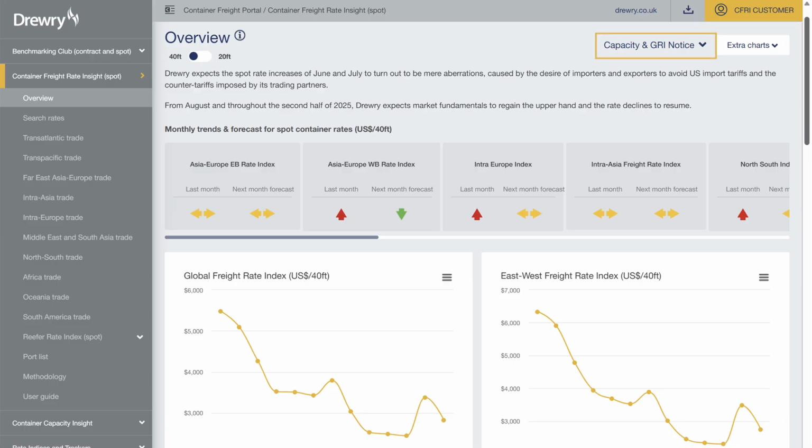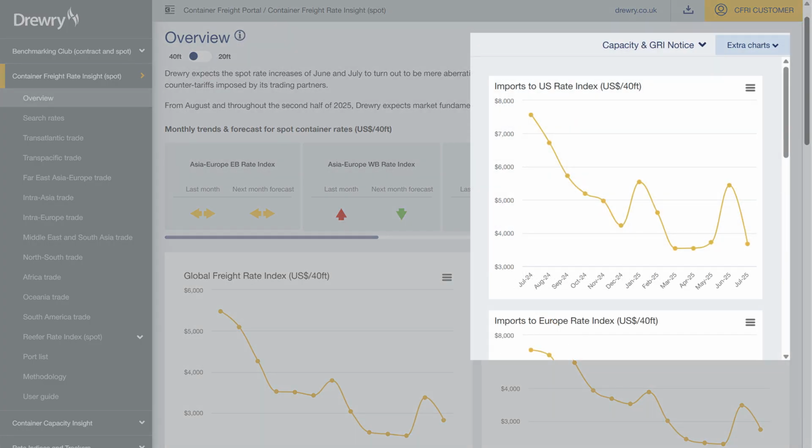At the top of the page are links to the latest news affecting carrier service capacity and general rate increase notices. And to the right, the Extra Charts drop-down provides a series of views showing aggregate freight rate indexes covering multiple trades both in and out of the US and Europe.